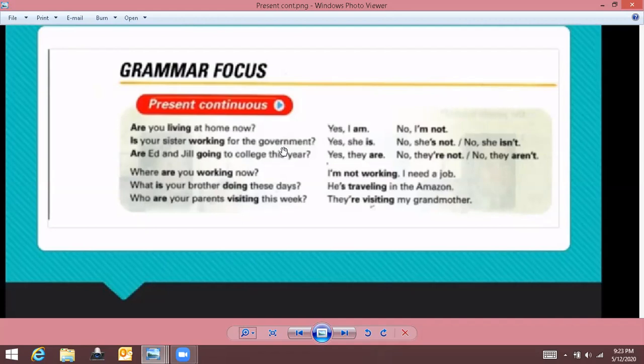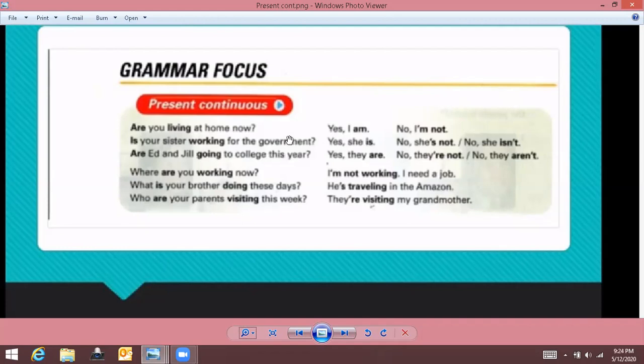Are Ed and Jill going to college this year? Yes, they are. No, they're not. Or no, they aren't. So the question comes with the present continuous. The answer can be positive or negative. It doesn't matter; you always have to include the verb to be in the answer. Are we okay with the first three questions? Yes. All right.